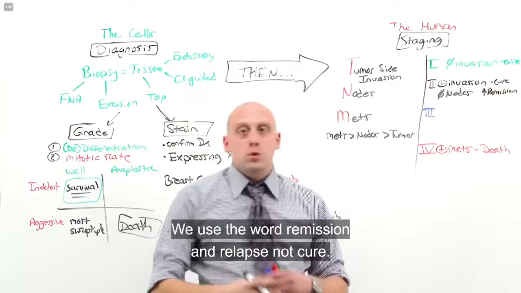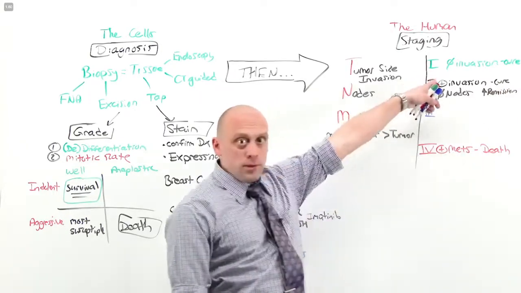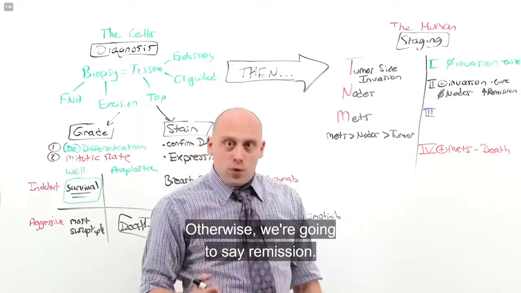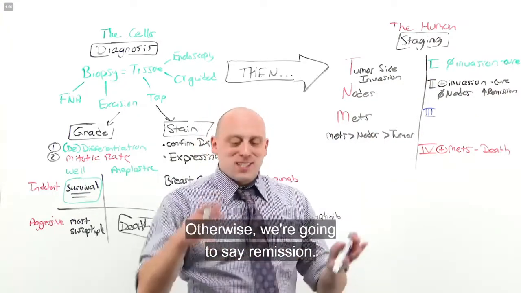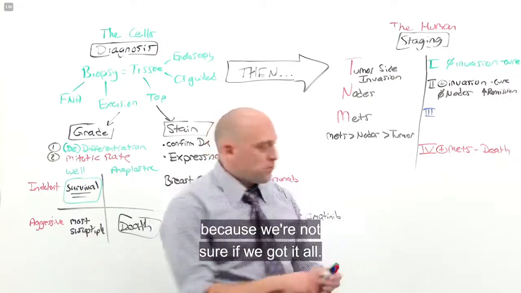And this is important. We use the word remission and relapse, not cure. You can cure cancer only when you're stage 1. No invasion found early, cut it out. Otherwise, we're going to say remission. We silence the growth of the cancer, and we hope it's gone. But eventually it may come back because we're not sure if we got it all.